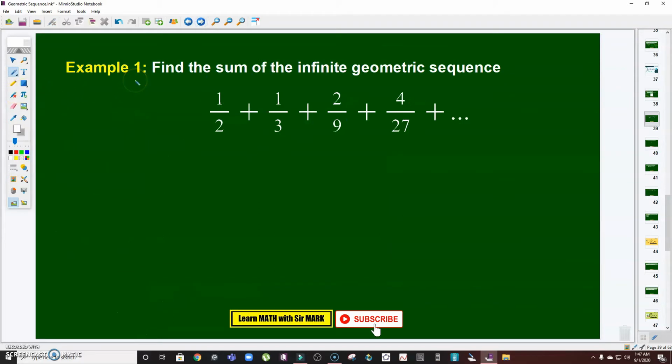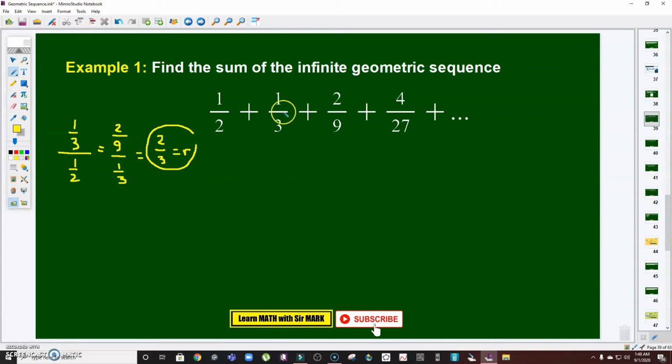Example number 1. Find the sum of the infinite geometric sequence, 1/2 plus 1/3 plus 2 over 9, and so on. Let's find out first if geometric ba yan. So 1/3 over 1/2 is 2/3, right? So equal ba yan sa 2 over 9 over 1/3? So that is equal to 2/3. So therefore, our common ratio is 2/3.